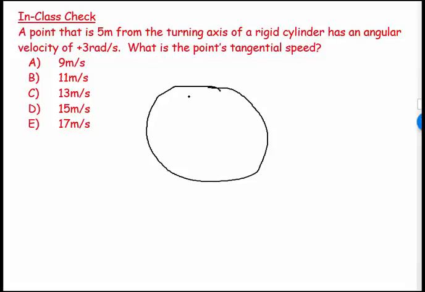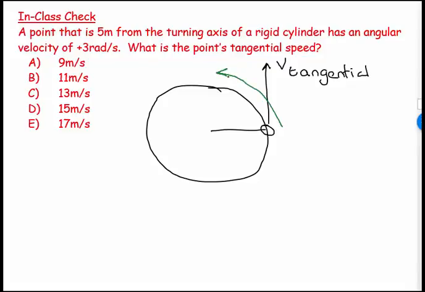Here's a rigid cylinder, and here's a point, and we can think of this point as having a V tangential. If you're a car going around a circle, this would be your speed going directly in front of you. We could also think of this in terms of omega, the rotational speed.